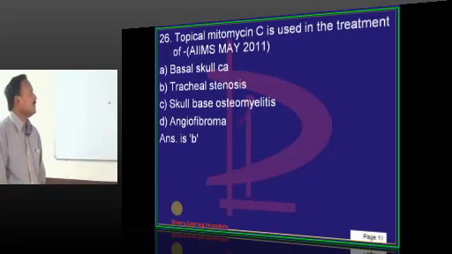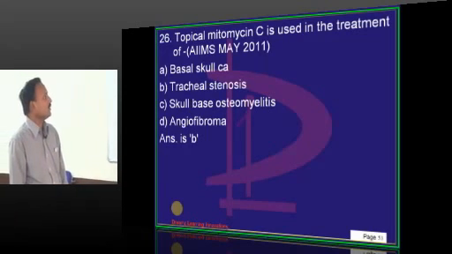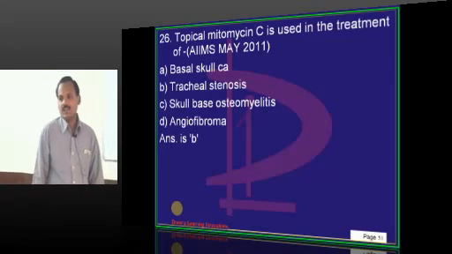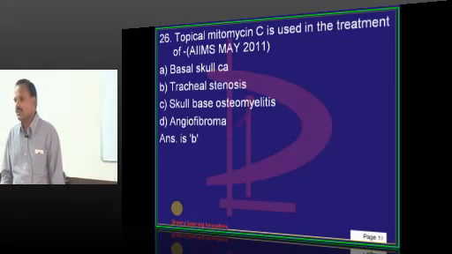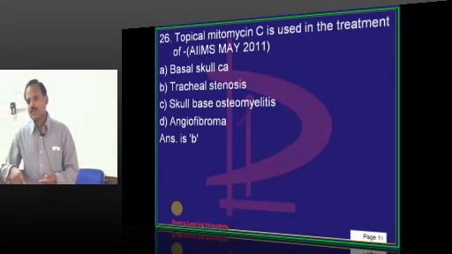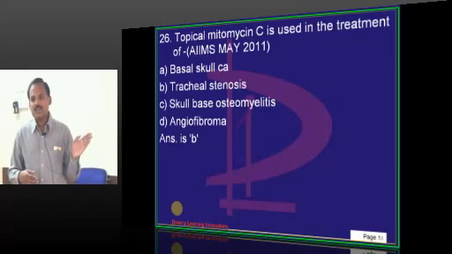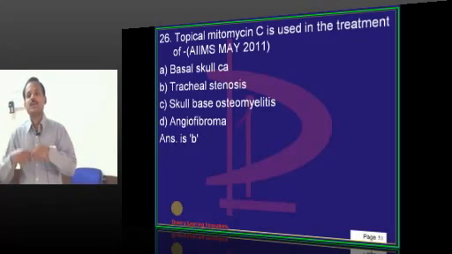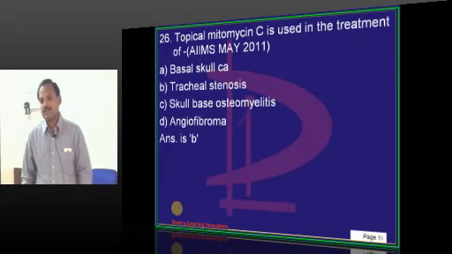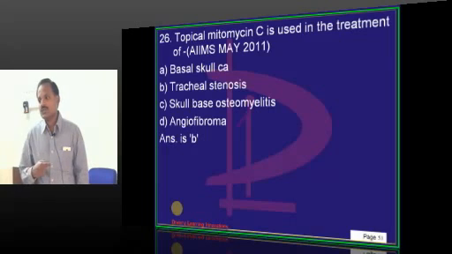Topical mitomycin C is used in the treatment of basal skull carcinoma, tracheal stenosis, skull base osteomyelitis. And see, mitomycin C is a powerful anti-proliferative agent, I told you, because DNA for its proliferation requires intact strands. If you give mitomycin C, it will go and block the strands in whichever way it likes, and the whole DNA 3-dimensional geometric structure collapses abruptly. So, fibroblast proliferation in case of tracheal stenosis can be stopped effectively by giving mitomycin C.